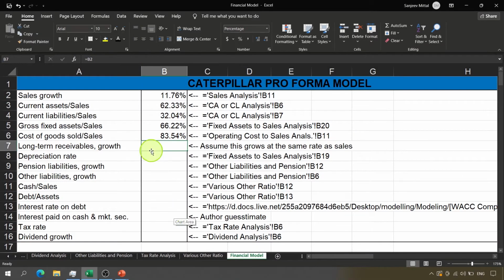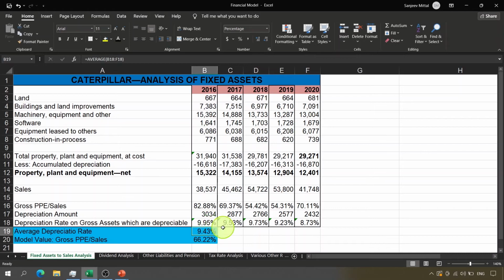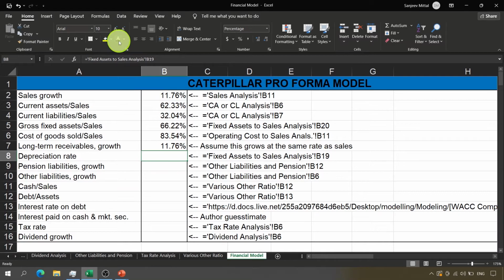After that, we have calculated our long-term receivables. So you can simply see that it's 11.76%, and this 11.76% shall similarly grow just like sales, because these are the debtors and the debtors shall be growing based upon the sales. So we have assumed these two numbers to be the same. After that, we have calculated our depreciation rate, which is 9.43% from our fixed assets to sales ratio analysis tab.